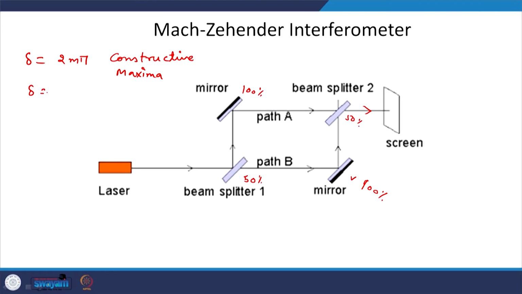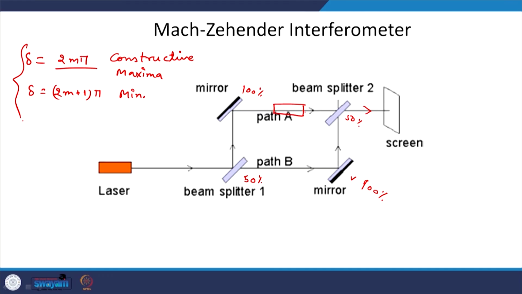If delta is (2m + 1)π, you have minima. This is the condition which has to be followed here. So, you will get a maximum when you have this phase difference, and then you can always convert it to the path difference.